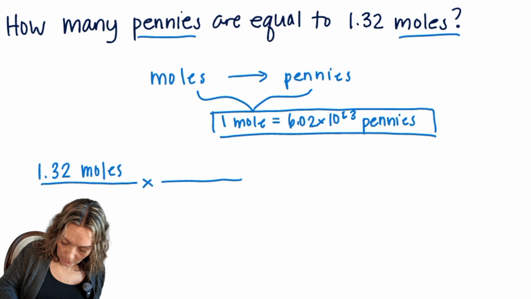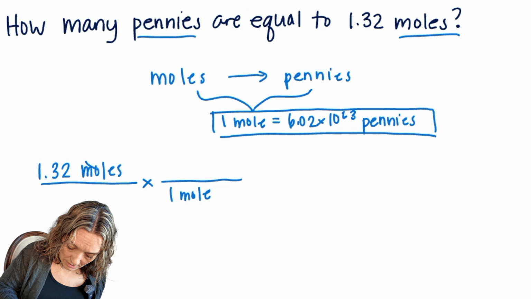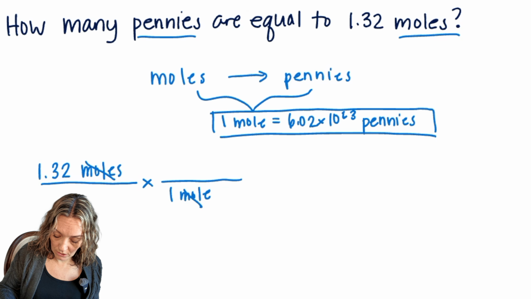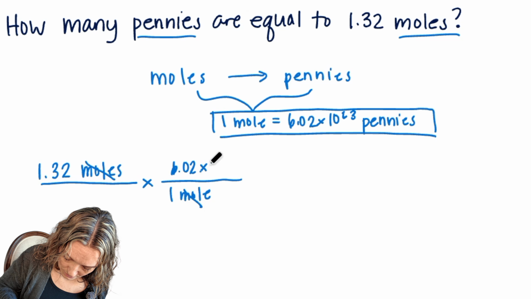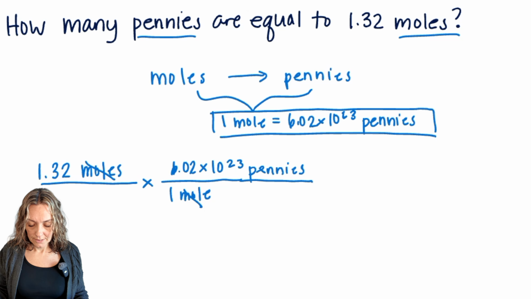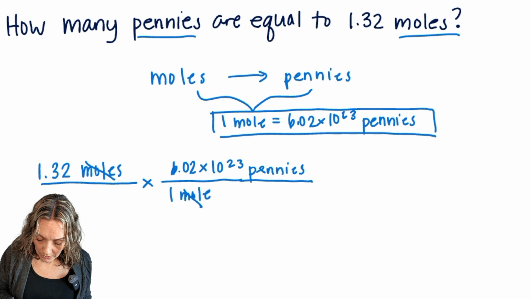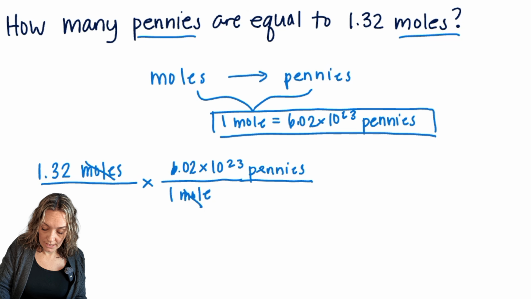The way I'm going to decide what goes where is by making sure that my units match. So a unit in the numerator and a unit in the denominator will cancel out. That is equal to 6.02 times 10 to the 23rd pennies. Now, the only unit that's remaining is pennies, and that's what the problem asked me for. So I'm ready to solve.